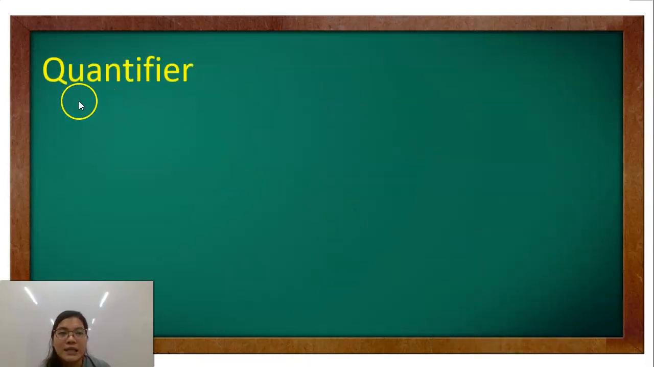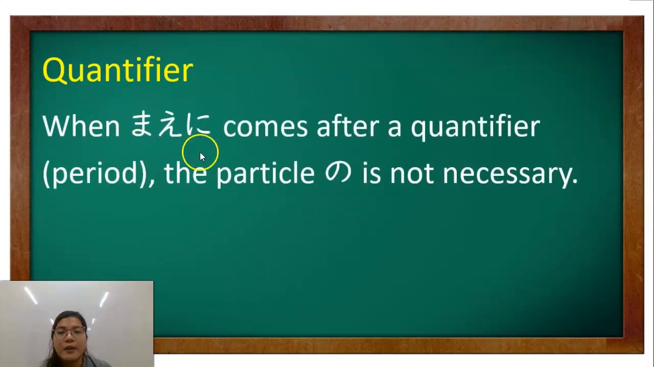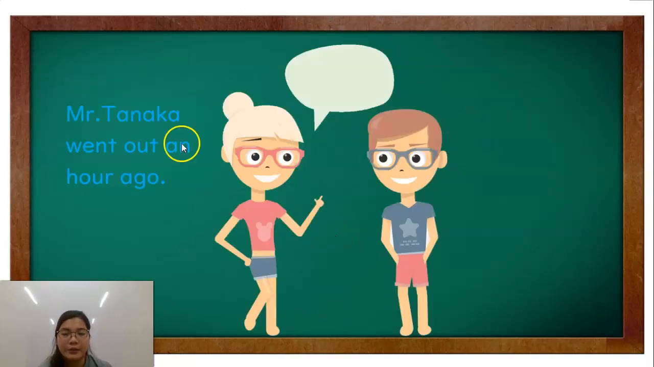Next, the quantifier. So when mae ni comes after a quantifier or a period of time, the particle no is not necessary. Okay? Kung isa namang quantifier or kung isa namang period of time, so the particle no is hindi na kailangan. For example, Mr. Tanaka went out an hour ago.